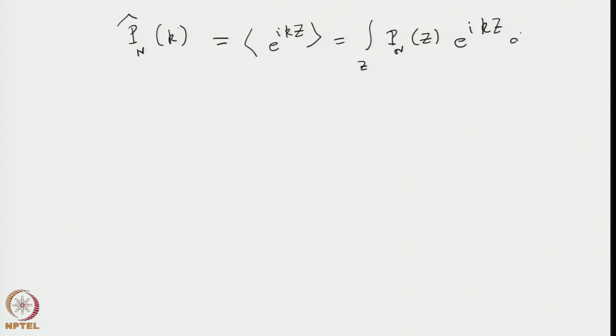So we define the characteristic function of this joint distribution for z of n samples. k is our variable. The characteristic function, p_n caret, is by definition the expectation of e^{ikz}, or explicitly it is the integration over the domain of z of p_n(z) e to the power ikz dz. So we multiply the p_n(z) by e to the power ikz and integrate over all z values or domain of z.